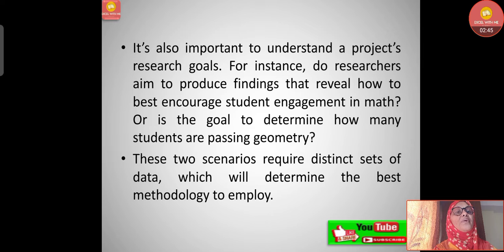So it's also important to understand the project's research goals. For instance, do researchers aim to produce findings that reveal how to best encourage student engagement in math, maybe any subject, or is the goal to determine how many students are passing geometry? So, very important to understand when you design any research goal. Researchers should have some aims to produce the findings. These two scenarios require distinct sets of data which will determine the best methodology to employ.